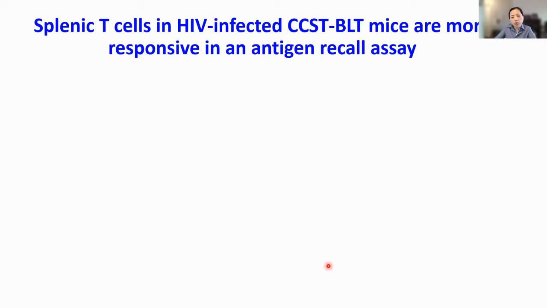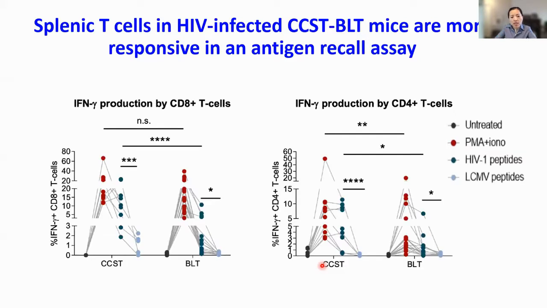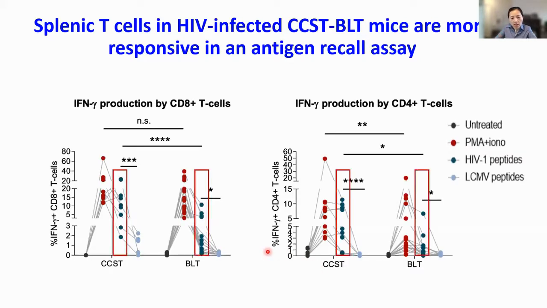We then wanted to see whether T cells in HIV-infected CCST mice were able to mount a response in an antigen recall assay. So indeed, when we activate these T cells, both CD8 and CD4 T cells, with a pool of HIV peptides, we see that T cells in CCST mice were more capable of making interferon gamma compared to the T cells in BLT mice.